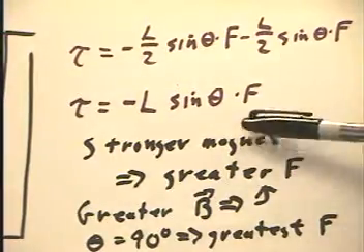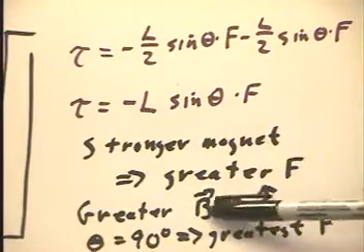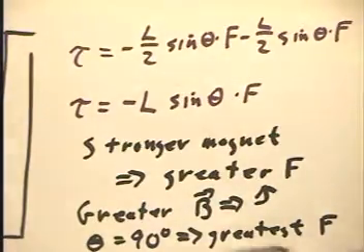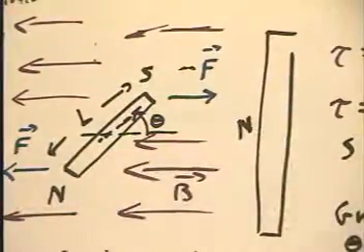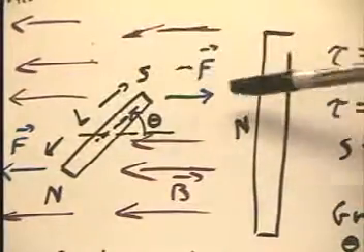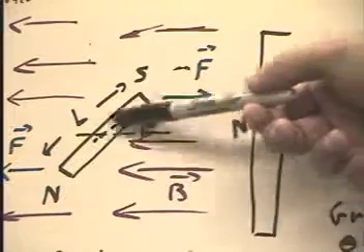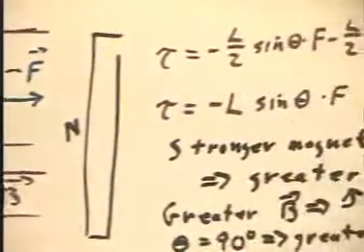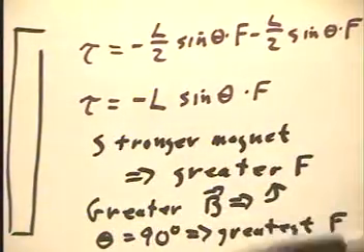We note that if we had a stronger bar magnet, we'd have a greater F, and if we had a greater magnetic field, we'd have a greater force. So we'd have a greater torque in either of those cases. If theta is 90 degrees, so that the bar magnet is perpendicular to the magnetic field, that's when we're going to have the greatest moment arm and the greatest torque resulting from these two forces. Now let's be clear, these forces aren't going to change with angle. The only thing that changes with angle is the sine of the angle itself and the effective moment arm. In any case, this is what we have.